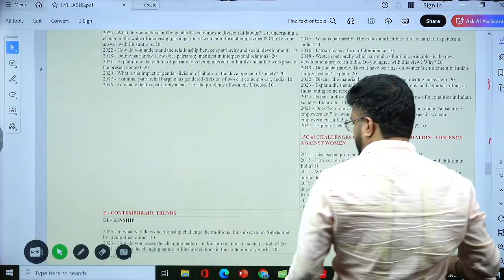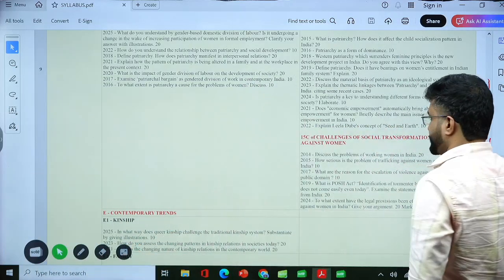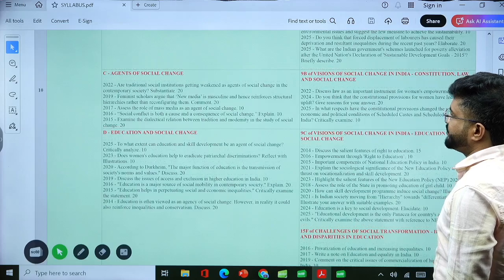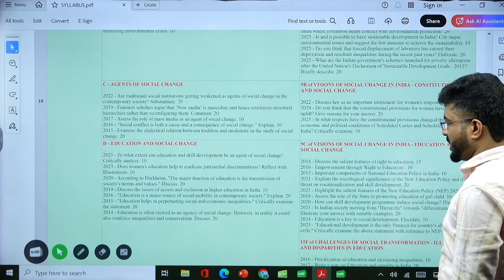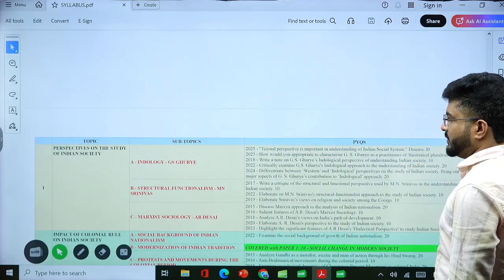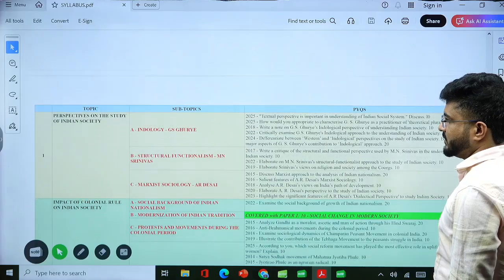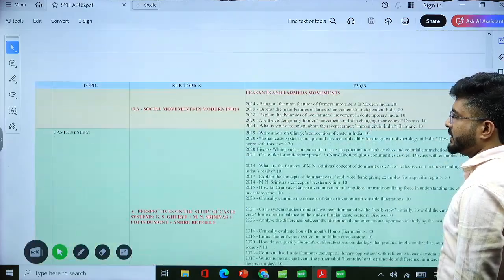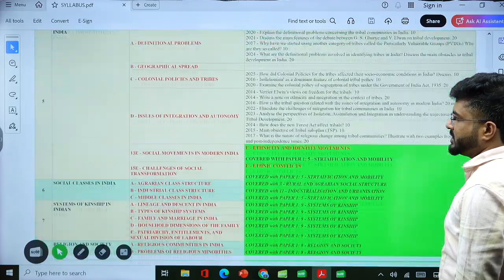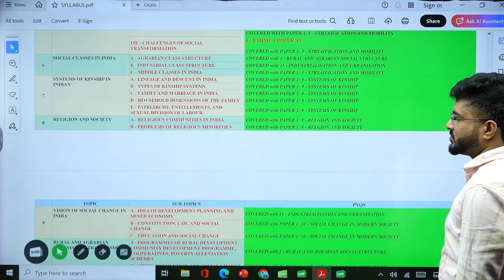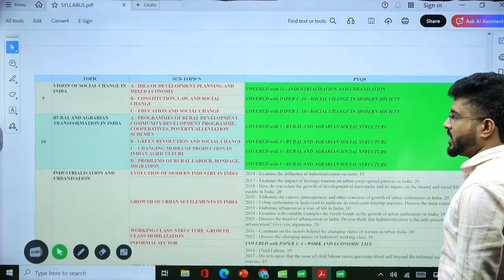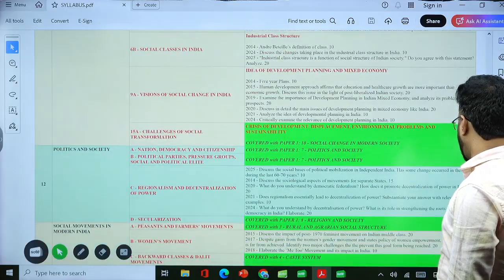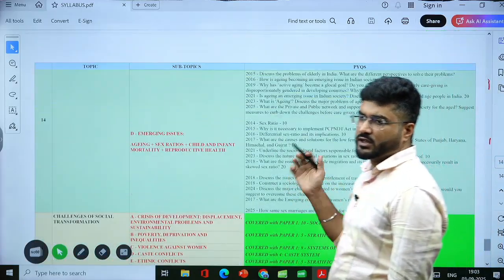For paper 2, we have 15 chapters. I will be talking about another connection in paper 1 and 2, while we deal with one developmental perspective. First is perspectives on Indian studies, society, impact of colonial rule, rural, agrarian, and social structure. Then we have caste system, tribal communities in India, social classes, systems of kinship, religion and society, vision of social change, rural, agrarian transformation, industrialization. Then 12th is politics and society, 13th is social movements, 14th is population dynamics, and 15th is challenges of social transformation.